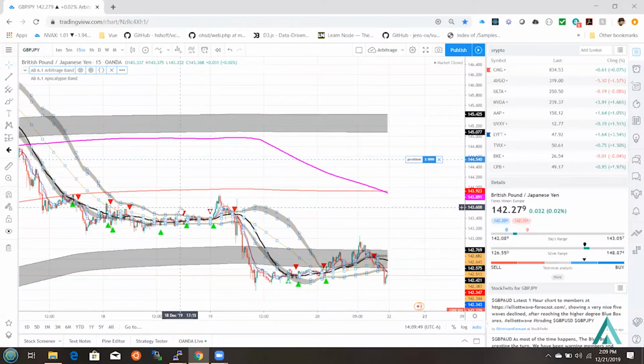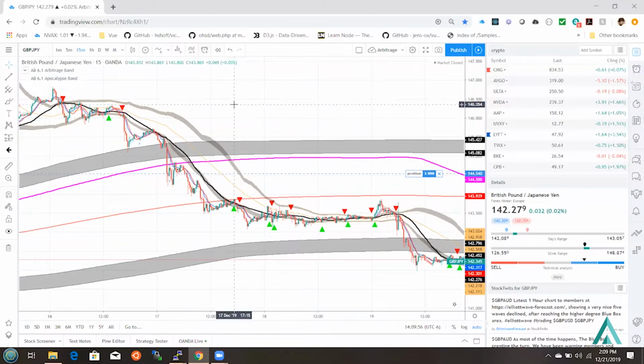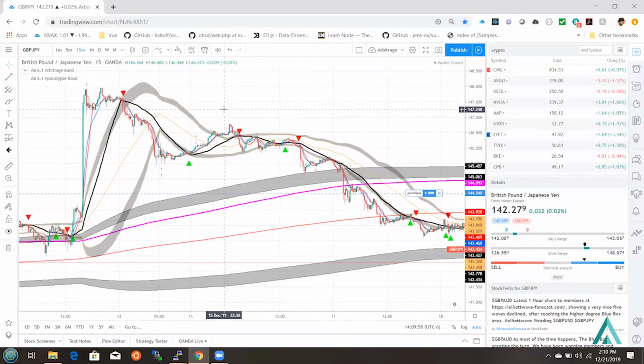If you're not currently a member, this is the Arbitrage Band System. And basically, this is a strategy session to show you how to use the bands.